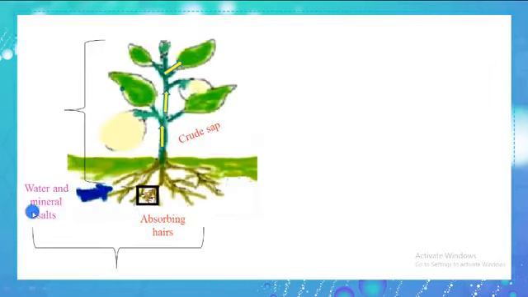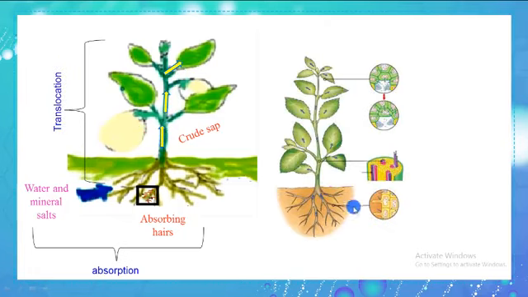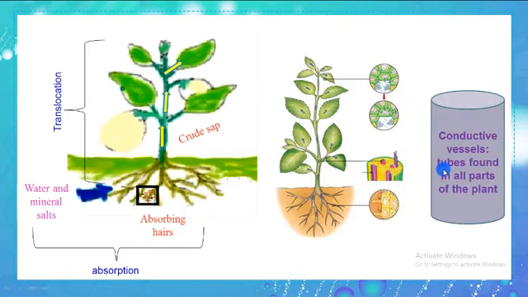Translocation. In this figure you can see the entrance of water and mineral salts through the absorbing hairs of the root to the plant, which is called absorption. And you can also see the transfer of the crude sap from the roots to the leaves in a process called translocation. Here, as you see, these are the absorbing hairs of the roots that absorb water and mineral salts. Then the crude sap is transferred through the conducting vessels to the leaves. Here, these are the conducting vessels. Conducting vessels are tubes found in all parts of the plant.